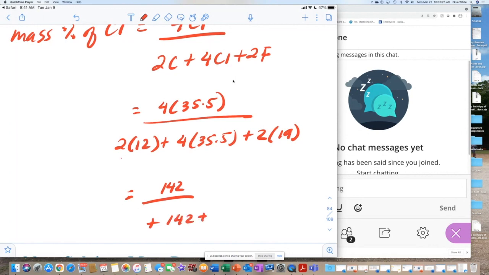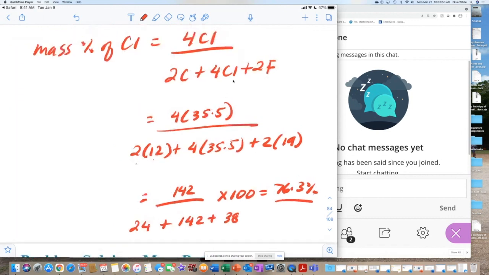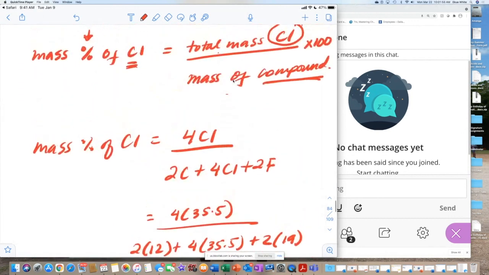The bottom number works out to be 142 plus some other numbers. So 2 times 12 will be 24. 2 times 19 will be 38. Yep, 38. So I can now take the top number, 142, divided by open parentheses, the bottom number, 24 plus 142 plus 38, close parentheses, and then multiply this by 100, and I end up with 76.3%. Okay? So I have figured it out.